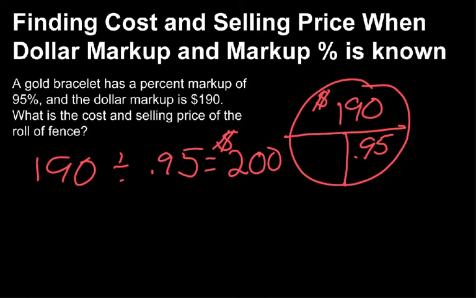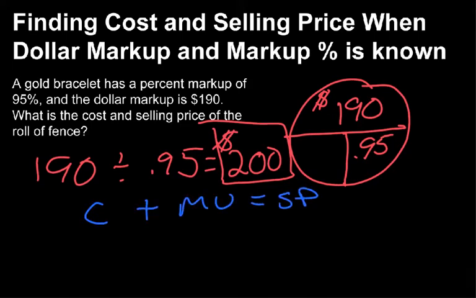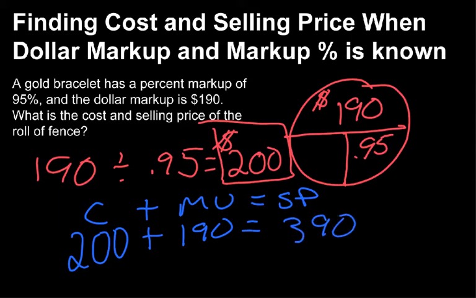Now that $200 is my cost. So I could tell you that my cost is $200, but that doesn't give me my selling price. In order to get my selling price, I need to know the cost plus the markup. Okay, so I'm going to take my cost of $200 plus the markup of $190 to get a selling price of $390.